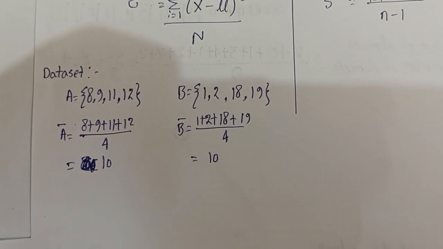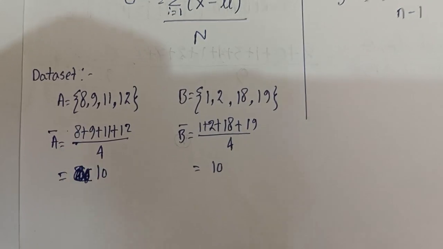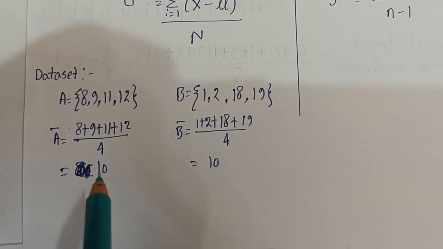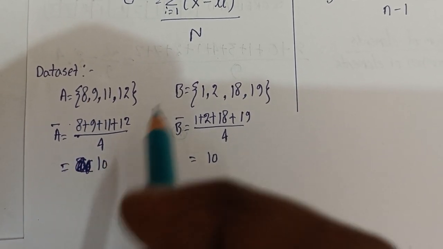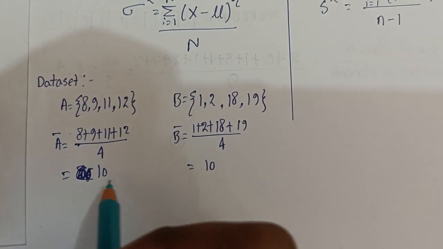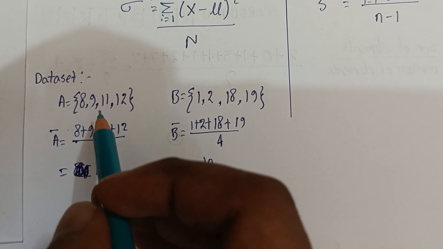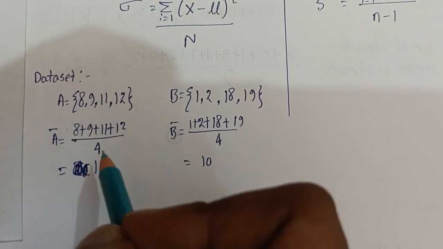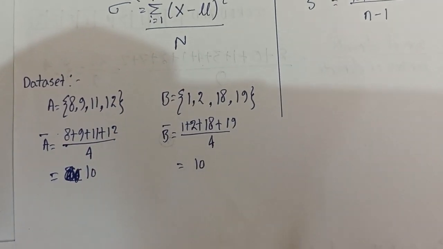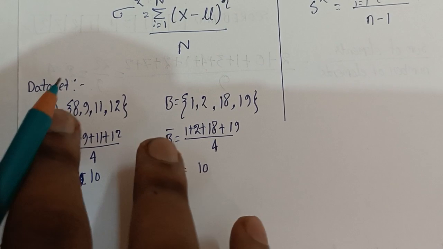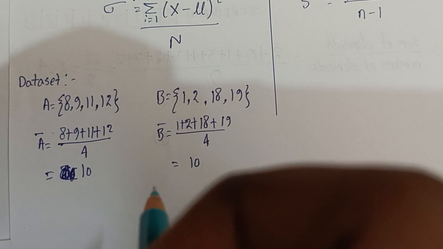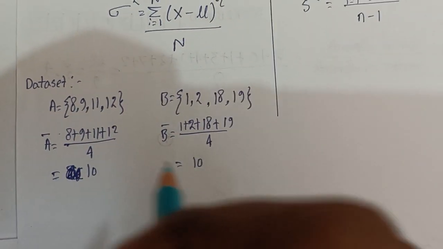Now, if you notice in the dataset and compare each element with 10, you will see that each element is very near our mean. That means 10 minus 8 is 2, 10 minus 9 is 1, 11 minus 10 is 1, 12 minus 10 is 2. All elements of our dataset are very near to our mean. So here our variance is very low.